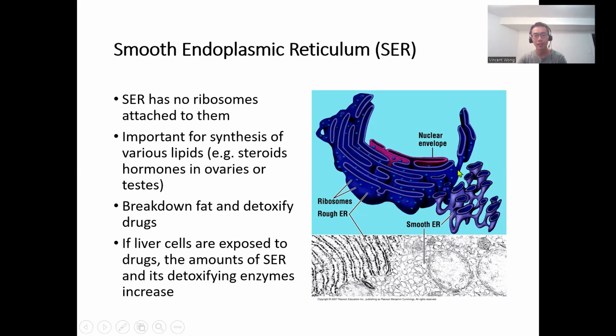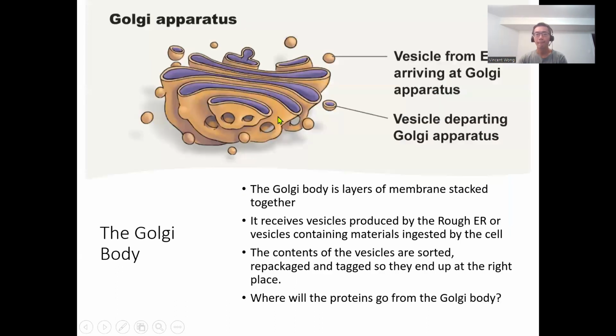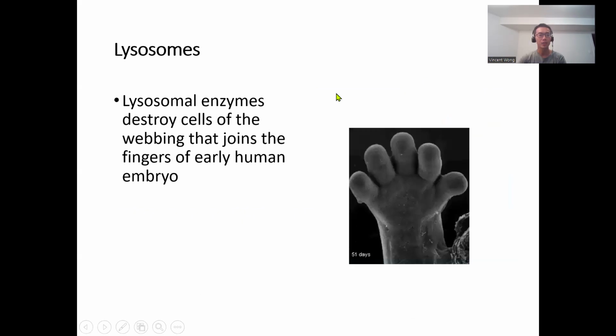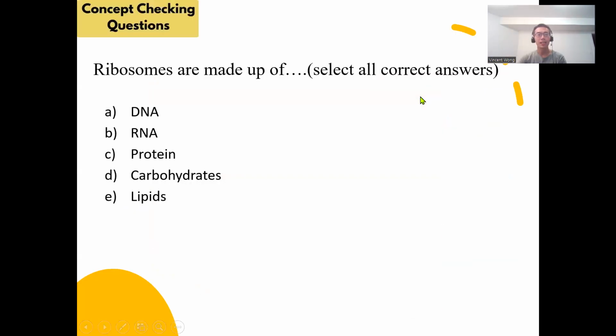All right, so that's a smooth ER here with no dots. That's the rough ER. Right? Rough ER is for protein synthesis. Smooth ER is for lipid synthesis, as well as detoxification of drugs. We did the Golgi apparatus already, lysosome we did already. And that's it.